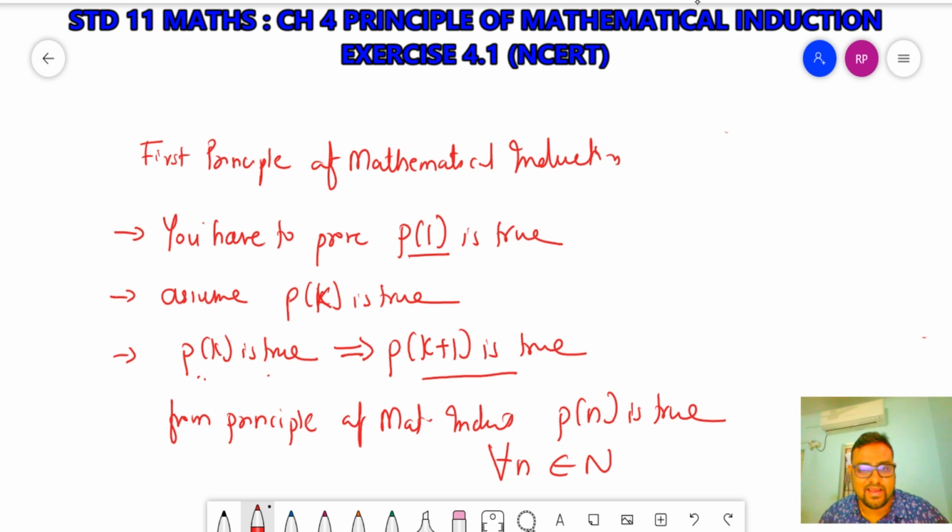You will get a clear idea at that next. But remember this. What is the first step? Prove P of 1 is true. Second, assume, means let P of K is true. And third, P of K is true implies P of K plus 1 is true. So then from principle of mathematical induction, P of n will be true for every n belonging to N.